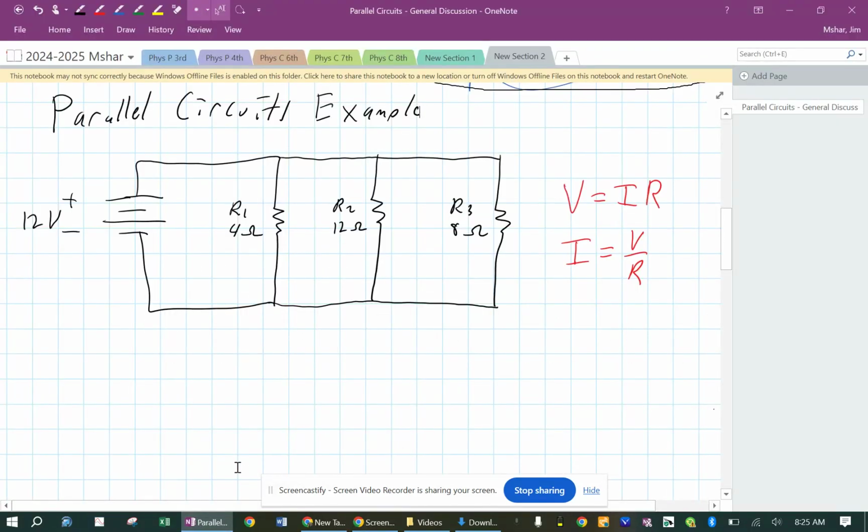Hey folks, we are going to do an example with parallel circuits. If you already have this circuit copied from the previous video, you can just use that. However, if you don't already have that circuit copied, you can recopy it now. Here's the circuit we're going to be using.